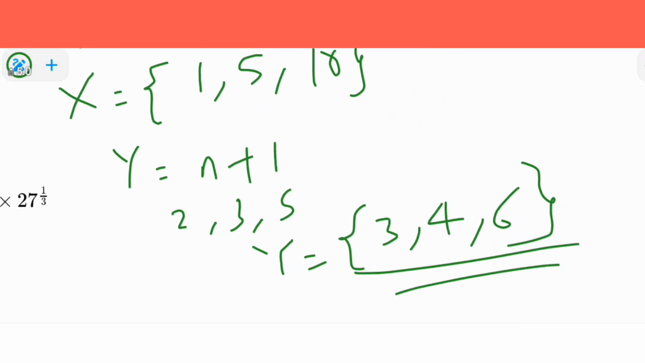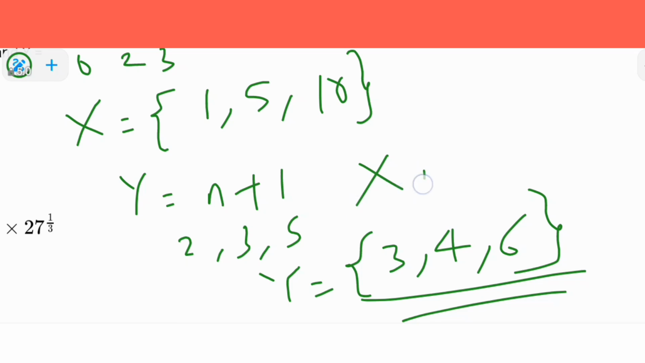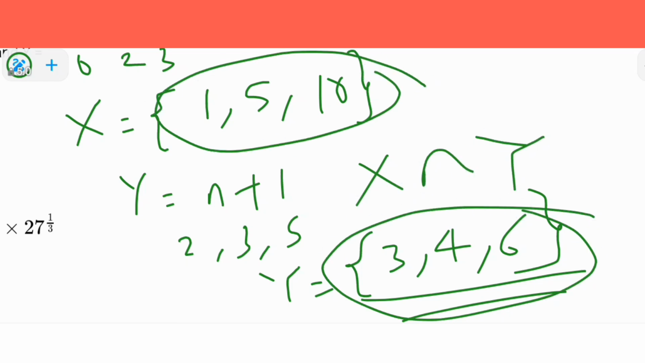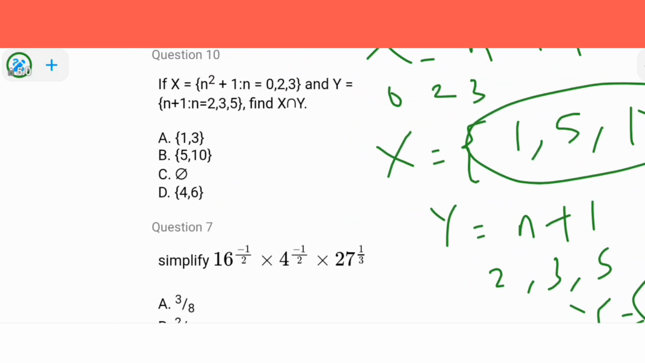Then just compare them together. We're looking for the intersection, X intersection y. What do they have in common? So compare this and compare this. You see that they have nothing in common. So that means the intersection is an empty set. So let's come here, pick empty set, option C.